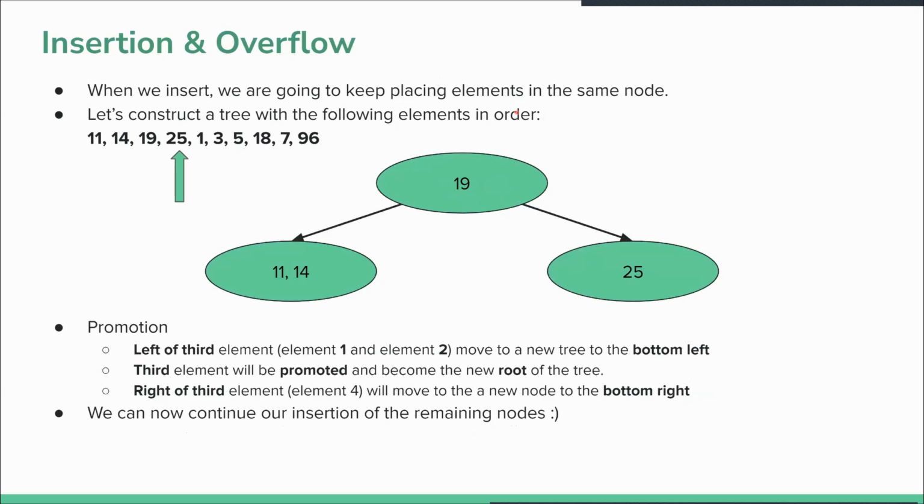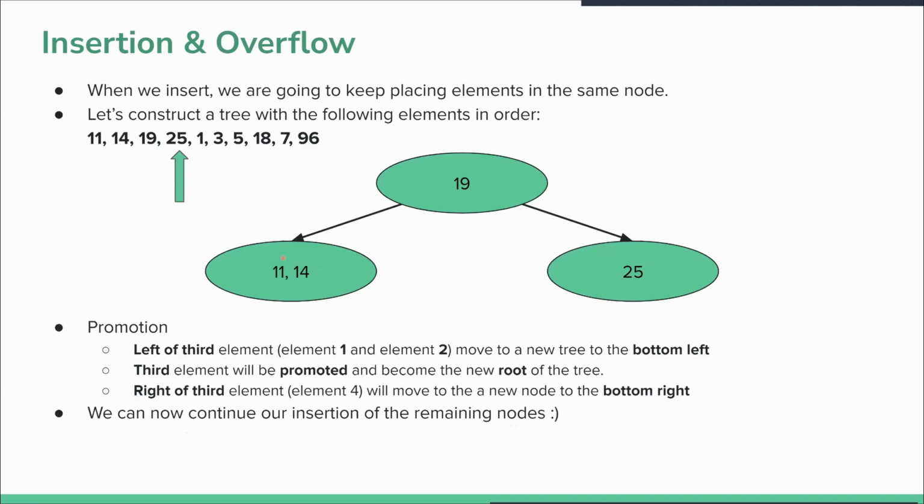So at this point, we are good to go. We dealt with our overflow issue. We have a 2 node here, a 2 node here, and a 3 node here. Everything's good so far. Let's continue inserting. Insert 1.